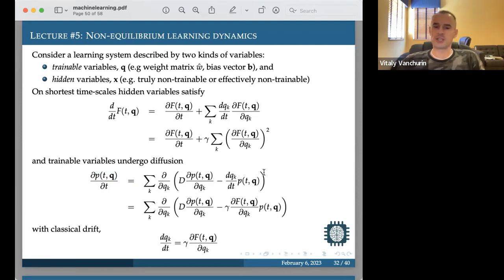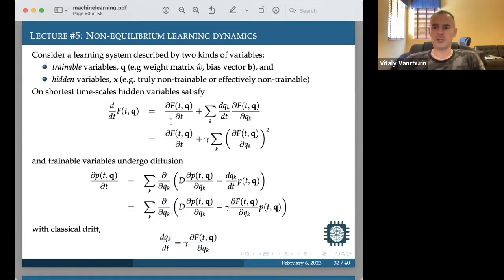The other term is a classical drift. I'll call it a classical drift. Basically, it tells you that the trainable variables are not random, and they do evolve in the direction that extremizes the free energy. And so this is the very same equation that should be plugged here, and then you get that result. So two equations: one, how the free energy of non-trainable or hidden variables changes, and how the trainable variables change.